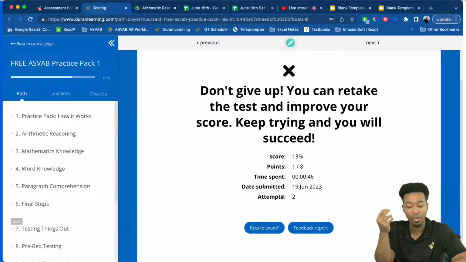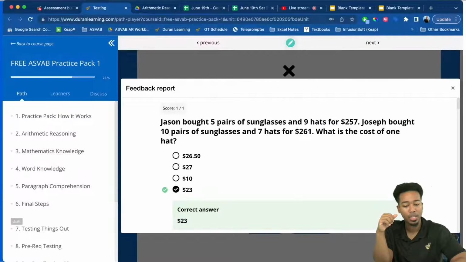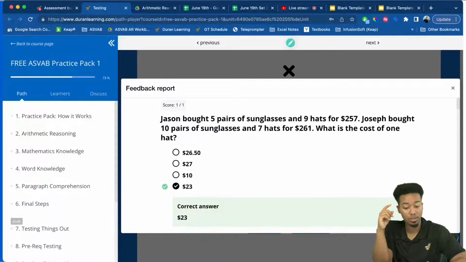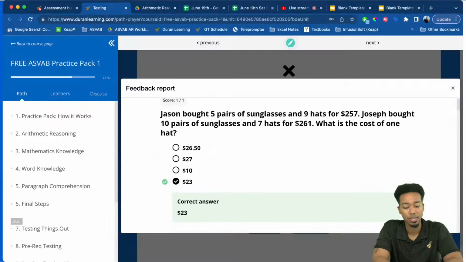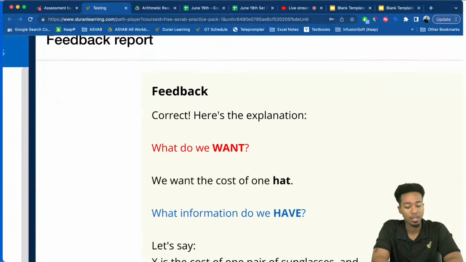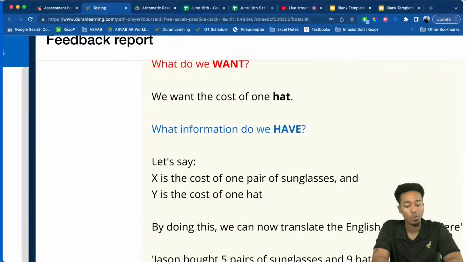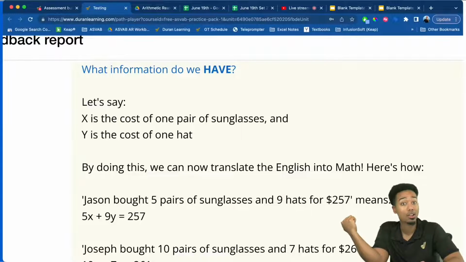Oh, we did. Great. But here's the great thing about what you're going to see when you're on the website. So notice, same question. Okay, that tells you the correct answer, but even better, boom, the explanation. What do we want? Okay, the cost of 1 hat. What information do we have? We go through in the setup. We say, hey, X is going to be the cost of the sunglasses. Y is the cost of a hat.